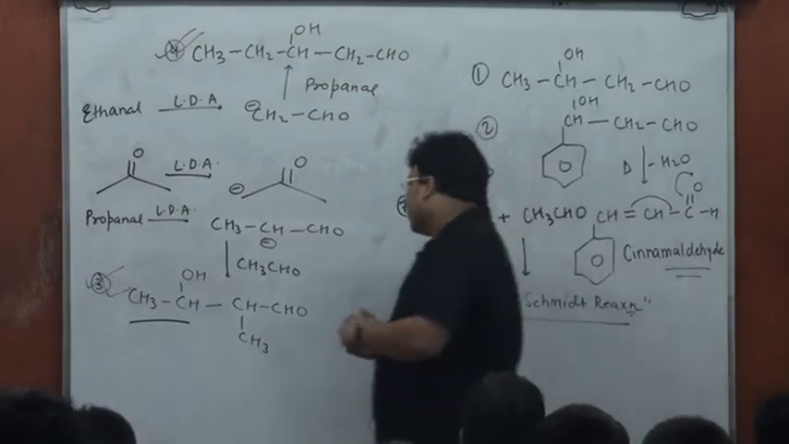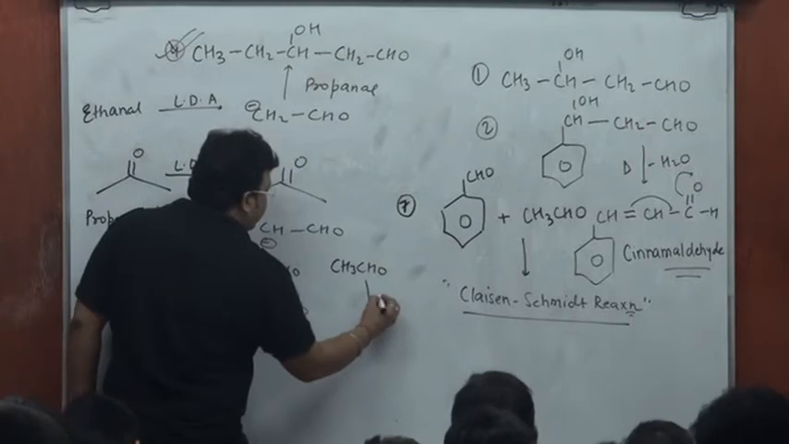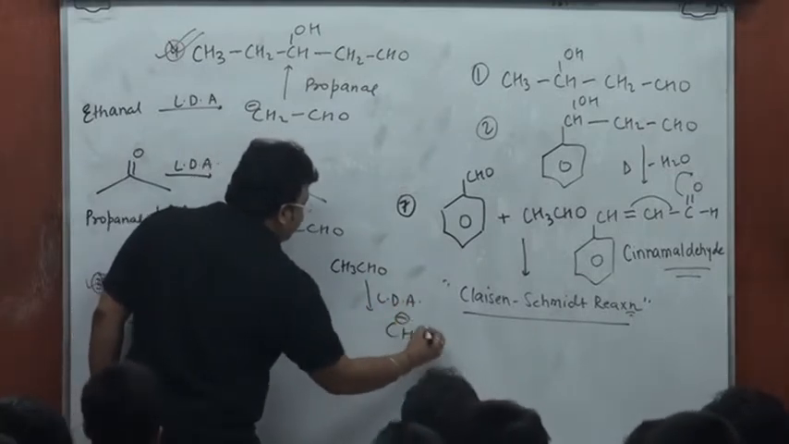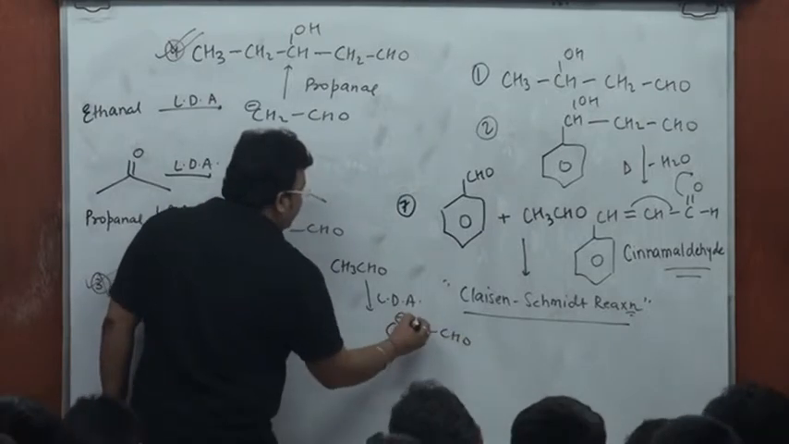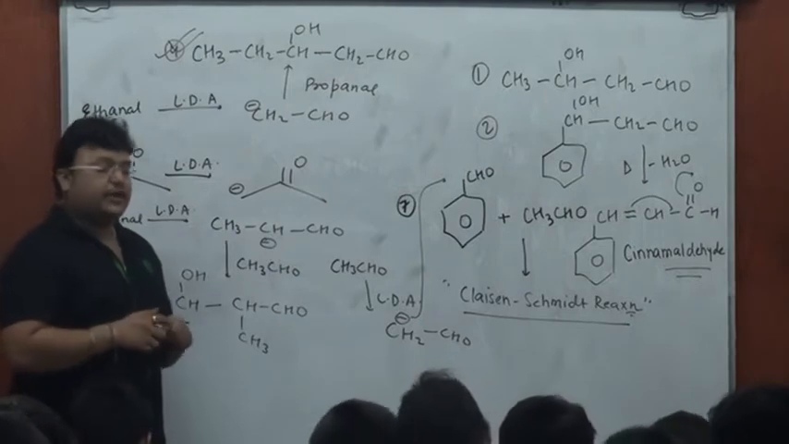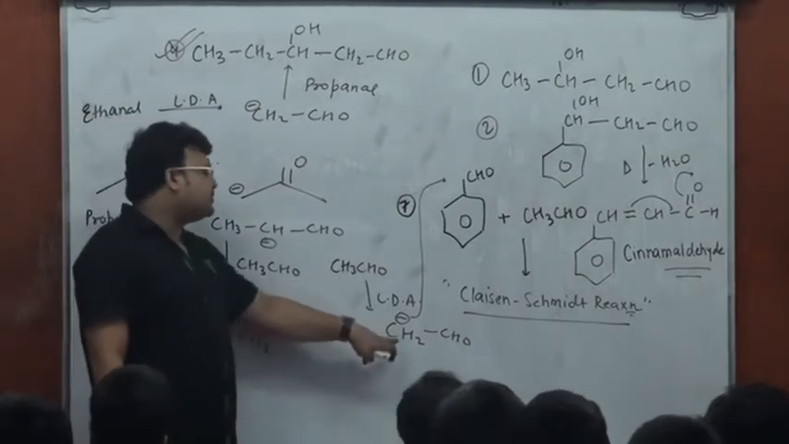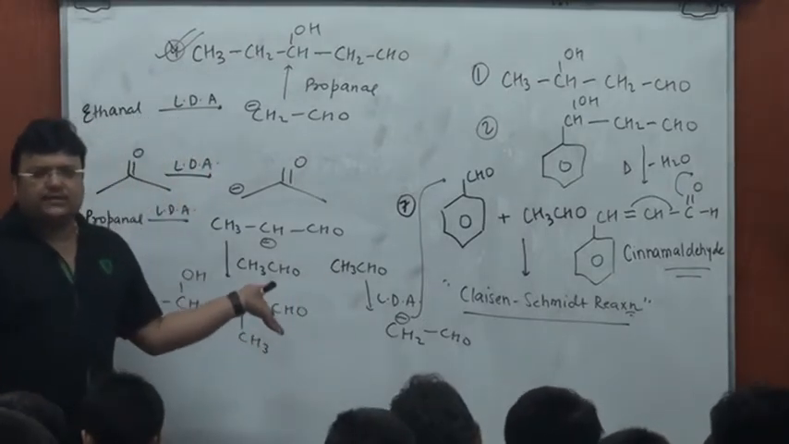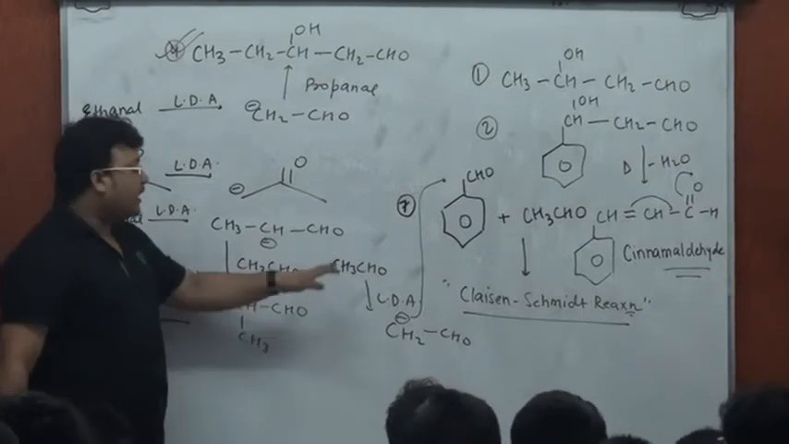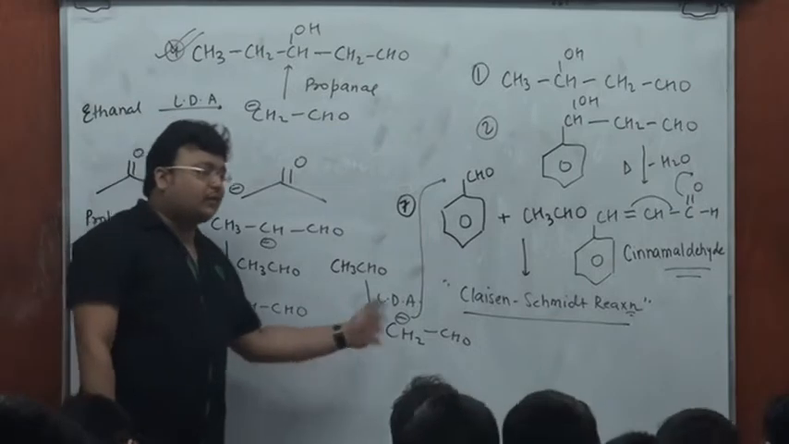And when I add LDA to ethanol, CH3CHO with LDA, I get all of them converted to CH2(-)CHO, and then when it reacts with benzaldehyde, you'll get the crossed aldol exclusively. Yes or no? Because I'm converting all molecules to the enolate, it's not an equilibrium anymore. It's a strong base converting all molecules to the enolate. I'm ruling out ethanol acting as the acceptor. All the molecules are converted to the enolate.